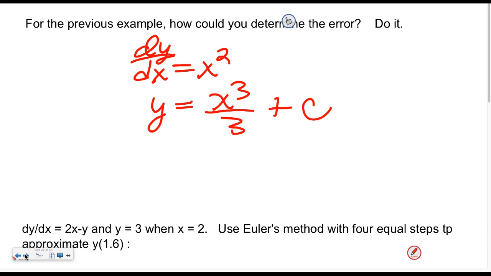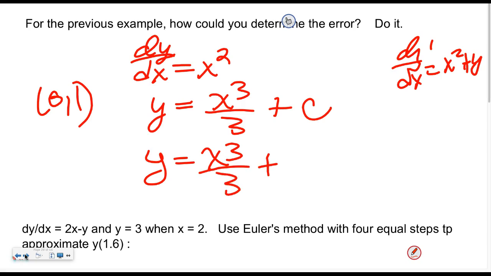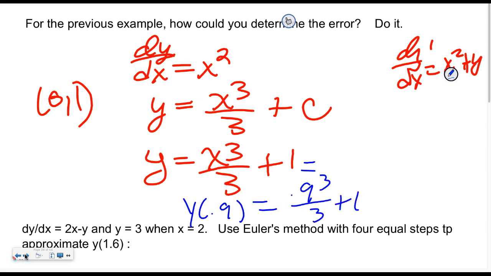The minute my diffy-q became x squared plus y, then I'm stuck. But this one I could do easily. Was it through (0, 1)? Yeah, so I know C has to be 1. Somebody take out their graphing calculator for me, and we'll see exactly what y of 0.9 is, because I have the exact curve. So no need for Euler's.